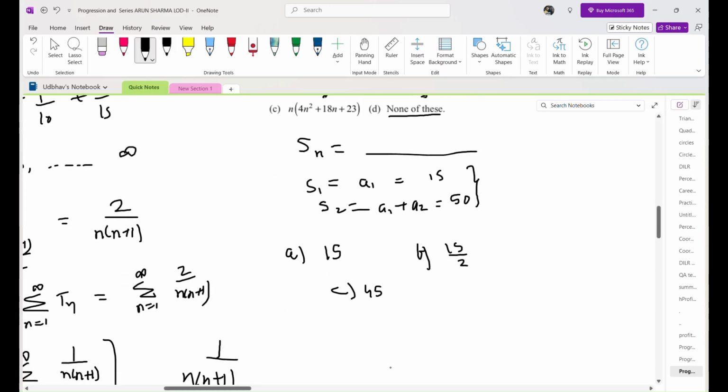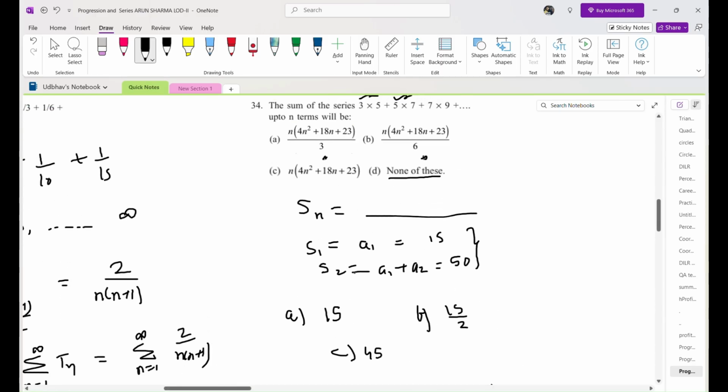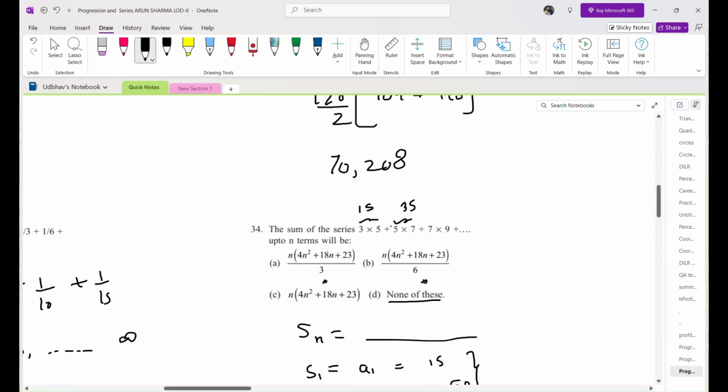What will we get? 2, 4 into 2 square plus 18 into 2 plus 23 upon 3. So that will be 16 plus 36 plus 23, 75. 2 into 75 upon 3, 25, and we get 50. And S2 is also 50 that we found. So yeah, option A should be correct.